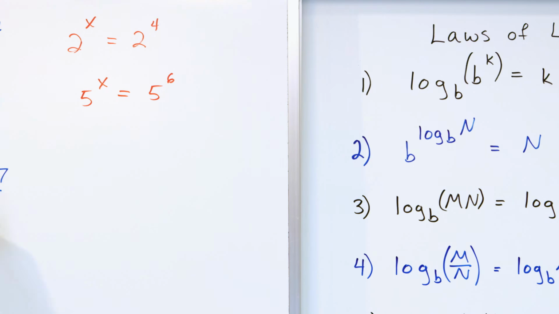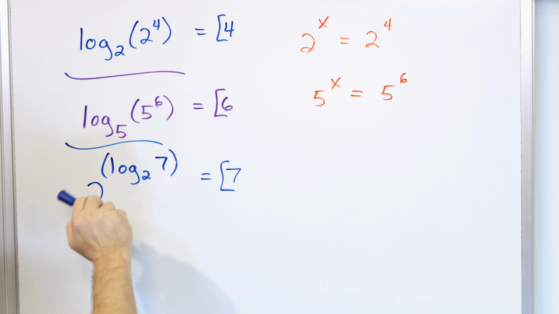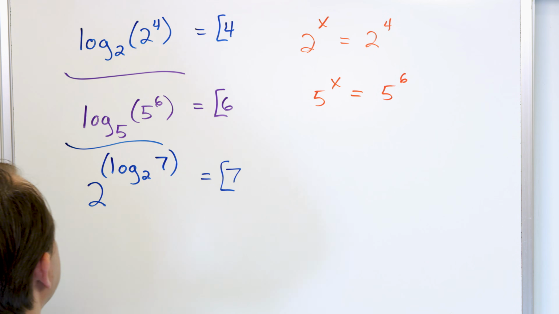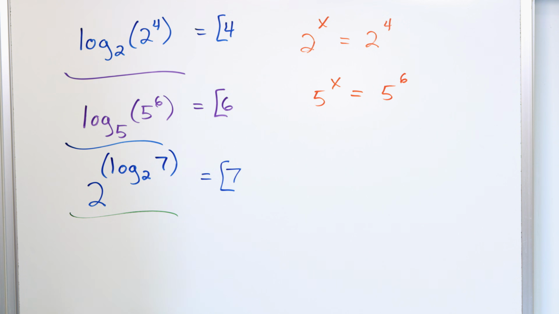Because you've taken this 7, you ran it through a logarithm, base 2, you got the answer, then you ran it through its inverse, which is an exponential with the same base, and so you get back what you start with. That's what an inverse function is.